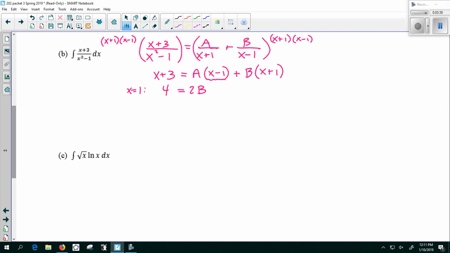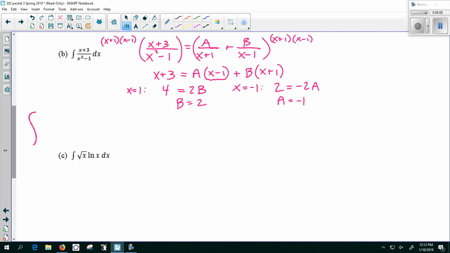And then let's put in x equals negative 1, because that will make my b term drop out. So negative 1 plus 3 is 2, and negative 1 minus 1 is negative 2. So I get negative 2 equals negative 2a. Solve each of these, so I get b is 2, and a is negative 1. Now I can rewrite my integral as 2 separate fractions. So I'm going to do that down here.